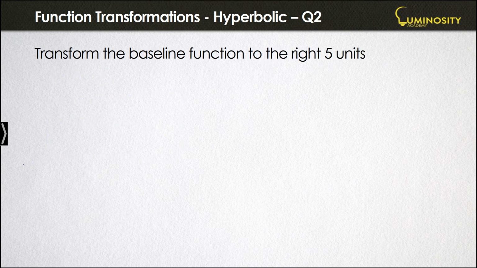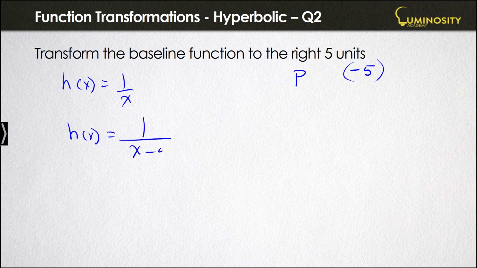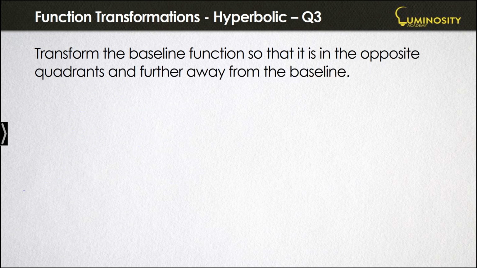Transform the baseline function to the right by 5 units. So here our baseline again is h of x equals 1 over x, and now we want to go to the right 5 units. So since we're going left or right, this would be our p. And if you remember, if we need to move to the right, we are going to subtract 5. So we're going to have h of x equals 1 over x minus 5. And this is our answer for this question. And let's do one more together.